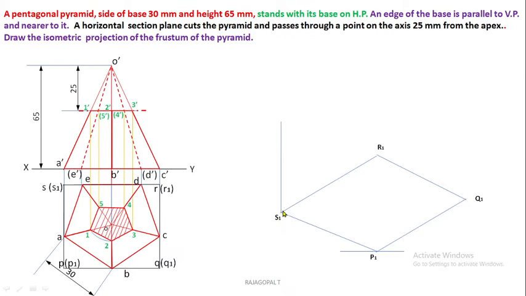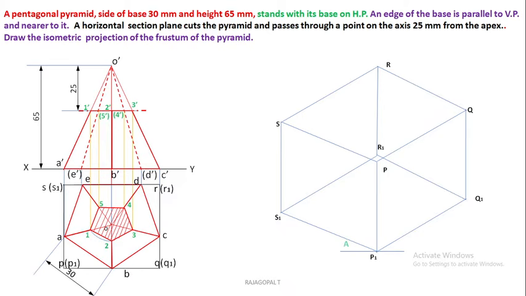So 40 into 0.82 times, draw projectors from all the corners of rectangle P1, Q1, R1 and S1. Now you can join all these, namely PQ and RS. From this we can identify the top face, the rectangle PQRS. We can join all these as PQRS. Now this top face rectangle has been completed.